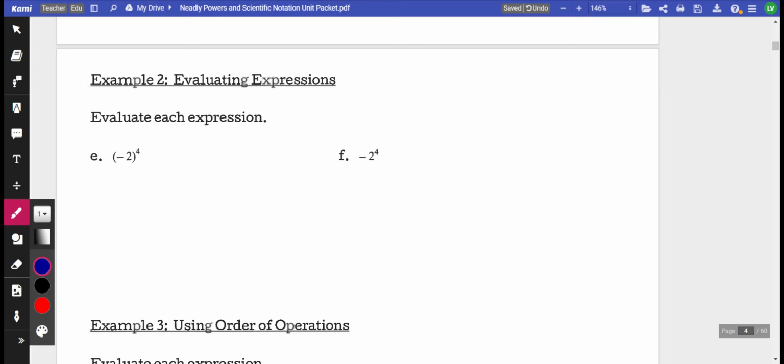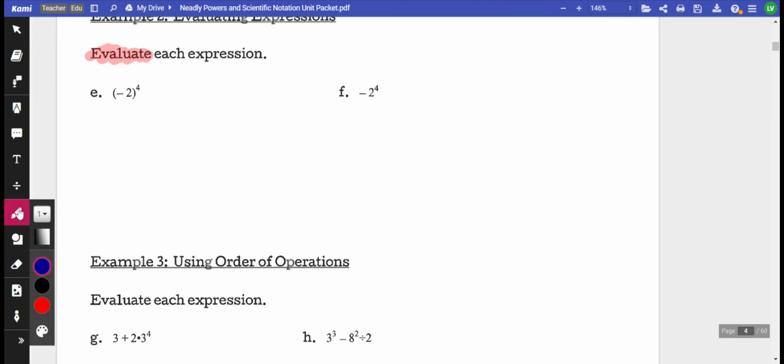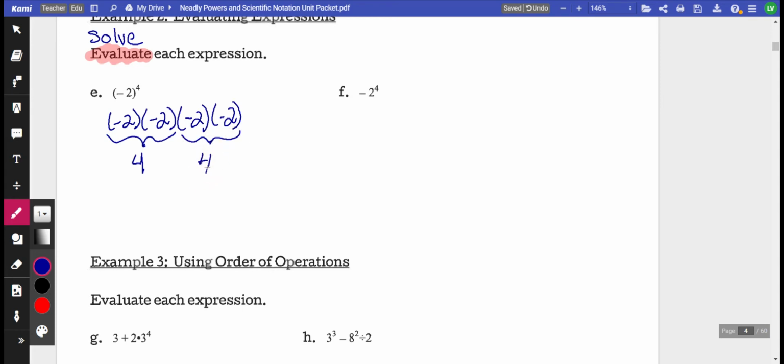All right, example 2, evaluating expressions. Evaluate each expression. So the word right here, evaluate, means to solve each expression. So -2 to the 4th power becomes the quantity -2 times -2 times -2 times -2. Well, -2 times -2 is a +4. -2 times -2 is a +4. 4 times 4 gives you 16.